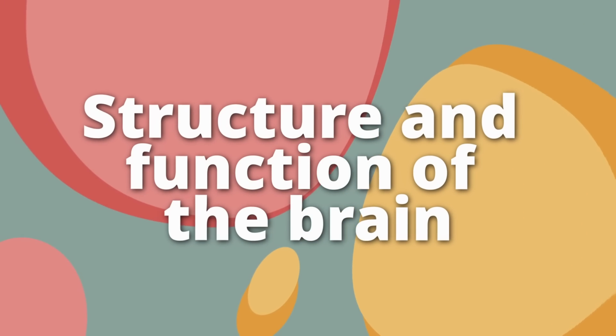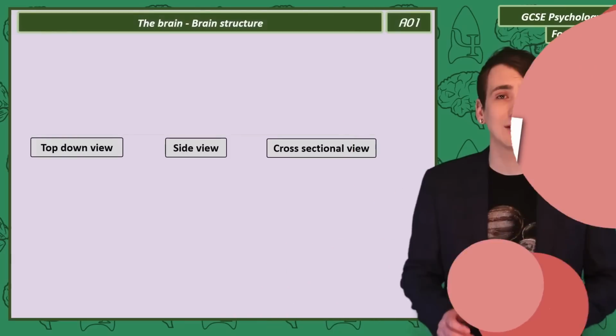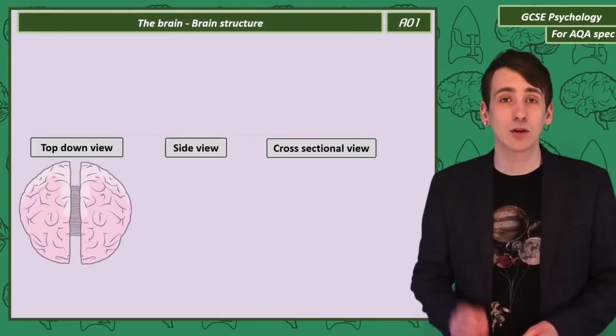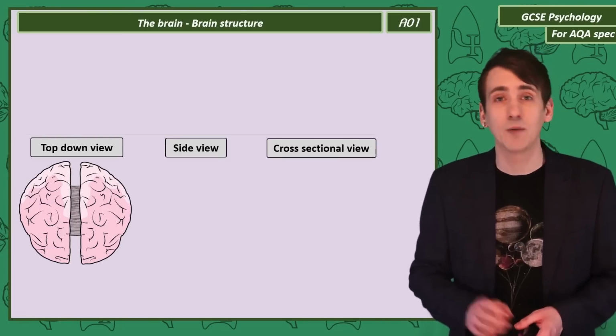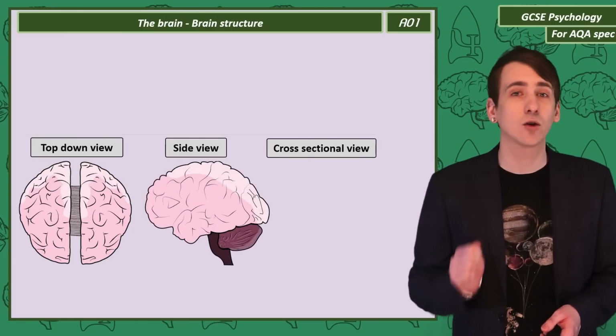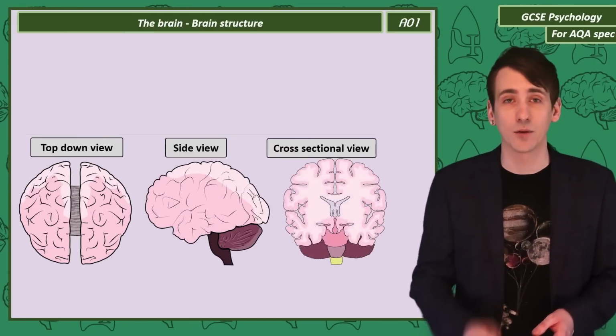Structure and function of the brain. Now let's start with some classic views of the brain. Here we have a top-down view of the brain, so the brain viewed from above, a view of the brain from the side, and a cross-sectional view of the brain from the front.